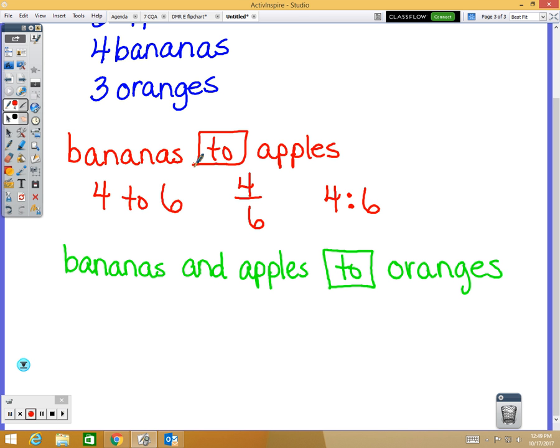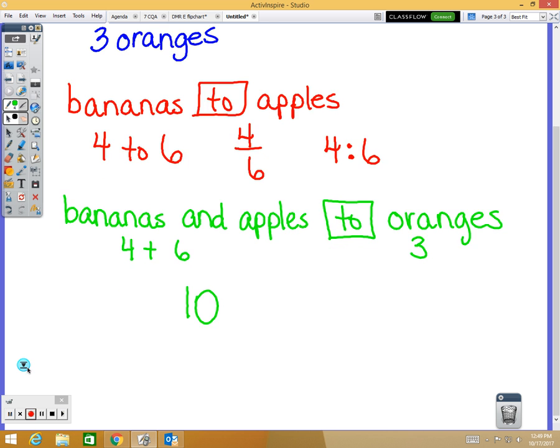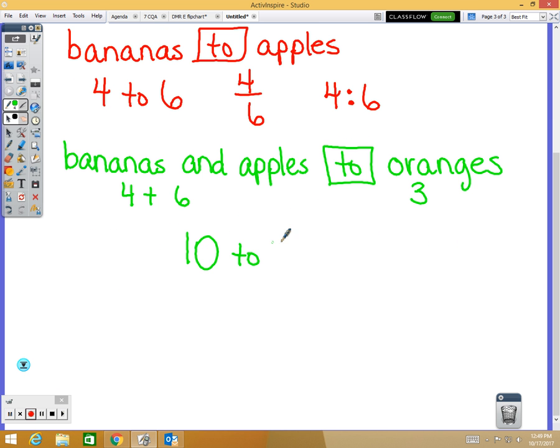So when it's saying bananas and apples, what it's wanting us to do here is to combine those two amounts together. So bananas was how many? 4. And apples was 6, so 4 plus 6 is 10, and oranges is 3, so it's going to be 10 to 3. And then you'd want to write it in the other forms as well. 10 over 3, 10 colon 3.